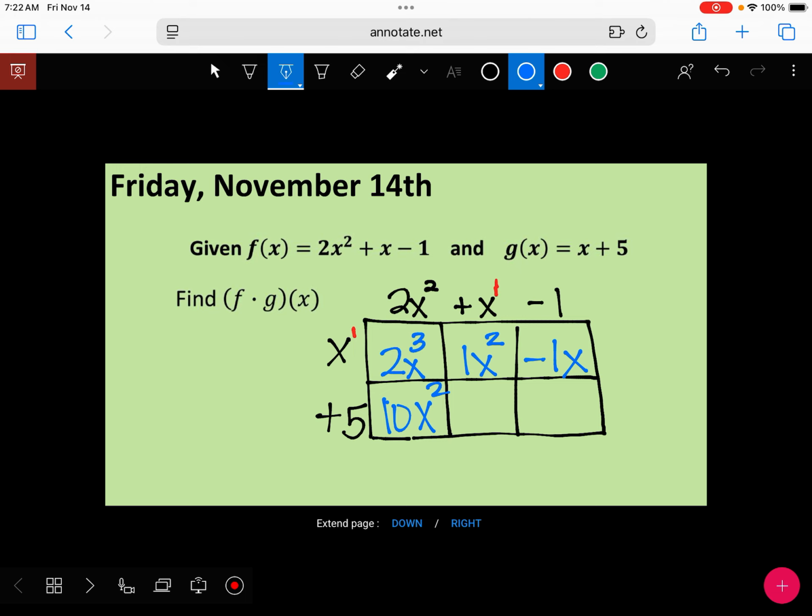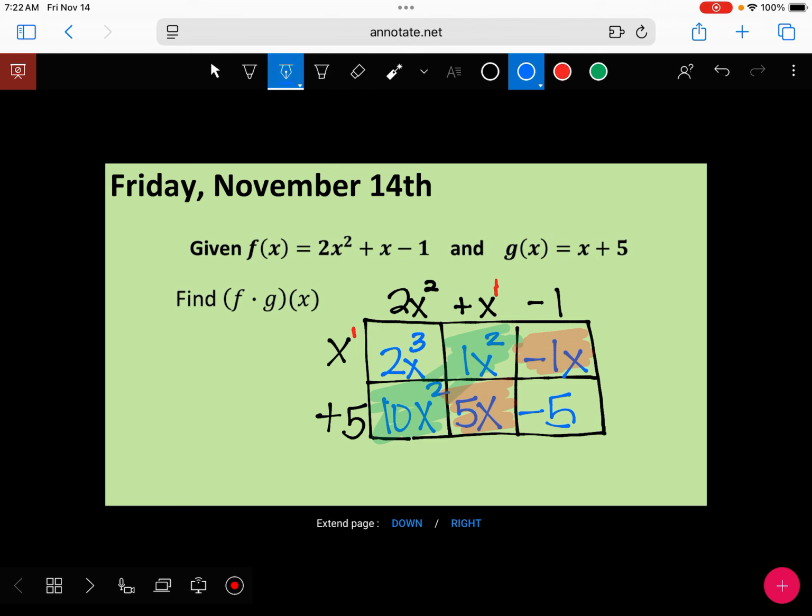5 times x is 5x. And 5 times negative 1 is negative 5. So let's go ahead and combine our like terms. So that would be these two. We can add those together because they're both x squared. And then these two.